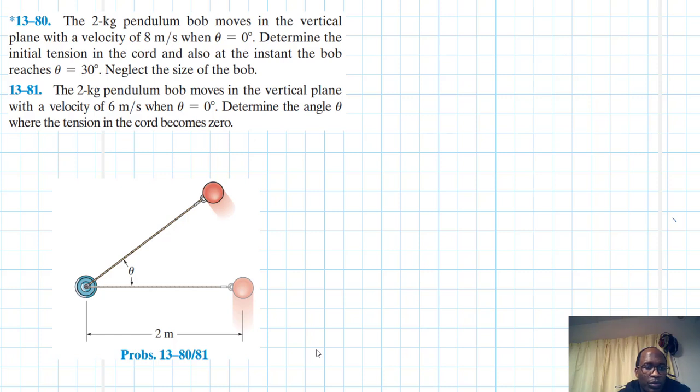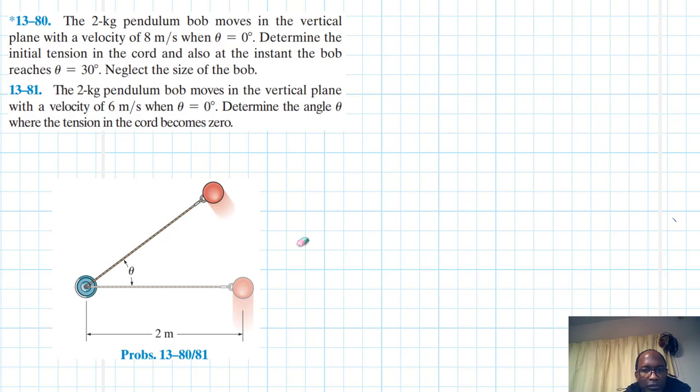Right, both problems are coming from Engineering Mechanics: Dynamics, 14th edition by R.C. Hibbeler. So we have this pendulum that moves in the vertical direction, like so. We've been told that at theta equal to 0, the velocity is 8 meters per second, and we've been asked to find the initial tension in the cord, that is at theta equal to 0, as well as the tension when theta is equal to 30 degrees.